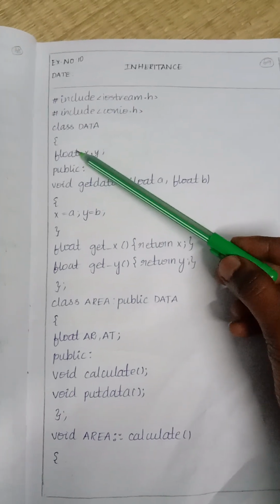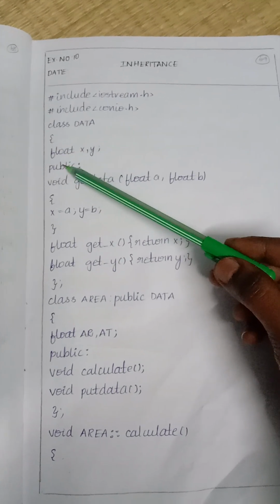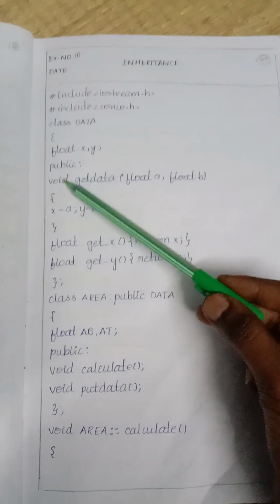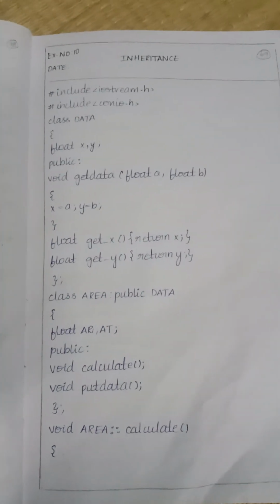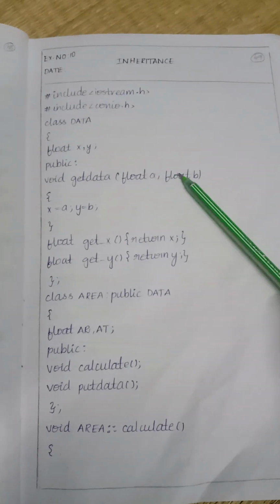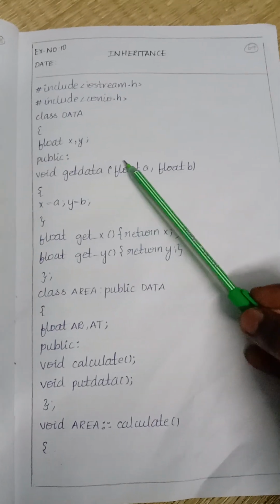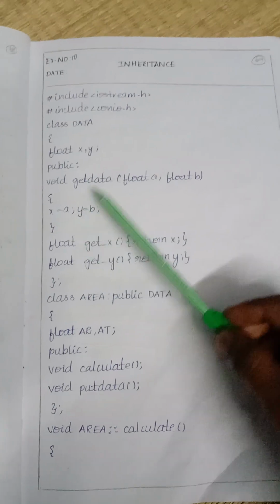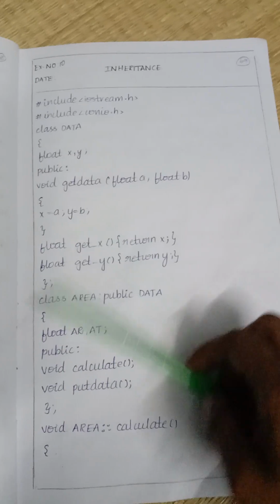and without mentioning the visibility mode, if we generally write variables, they are considered private variables. And next, the public, we are defining some functions. So void getdata, here we wrote float a and float b. Void is the return type, getdata is the function name. So in that function we are defining float a and float b. Open bracket, instead of x we have used a, and instead of y we are using b.